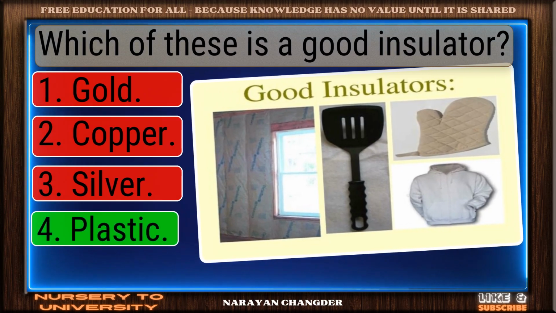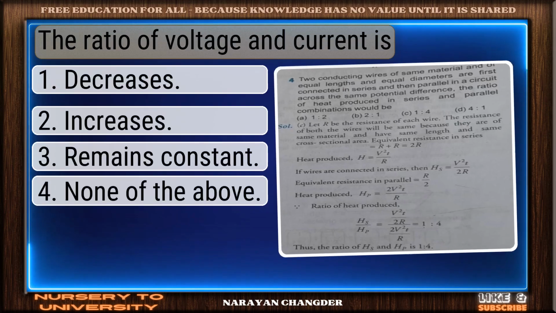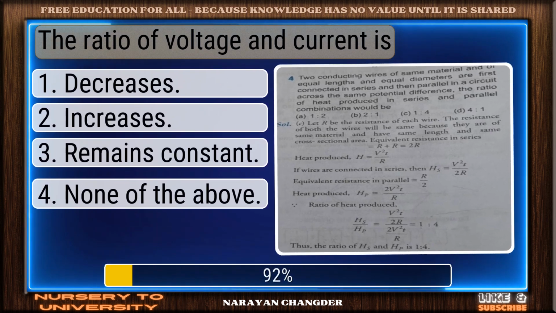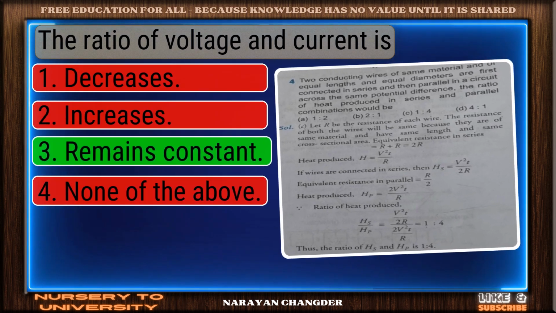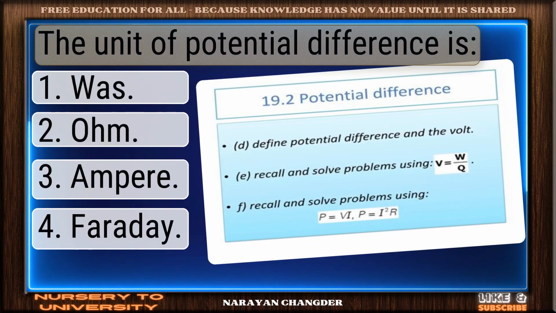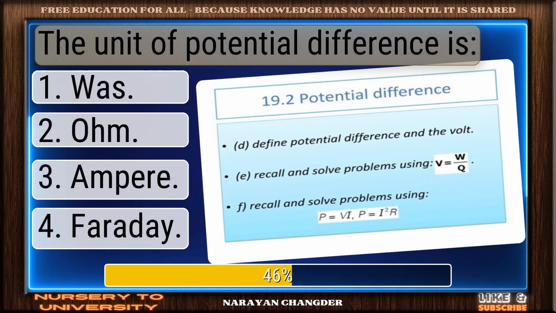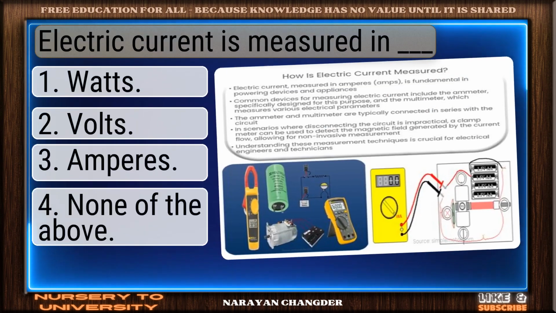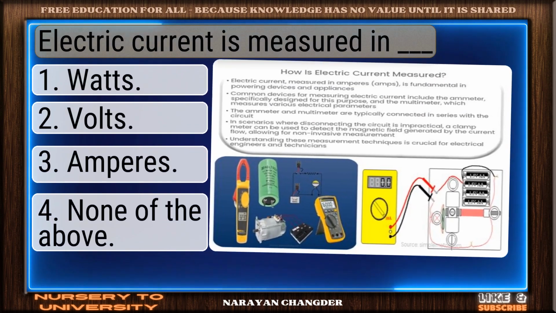Nicely done. Plastic is solid. The ratio of voltage and current is. Correct. Remains constant is spot on. The unit of potential difference is. Right again. Volt is valid. Electric current is measured in dash.